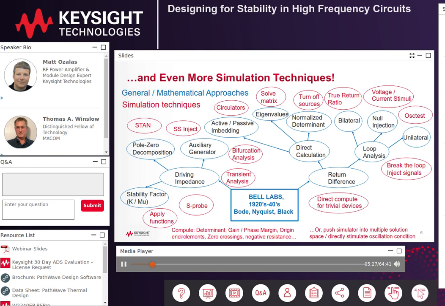With all of these techniques, it's very confusing, and speaking from my own experience as a circuit designer, stability is one of those things that really kept me up at night, because it's hard to feel confident when you have all of this information. So what do you do?